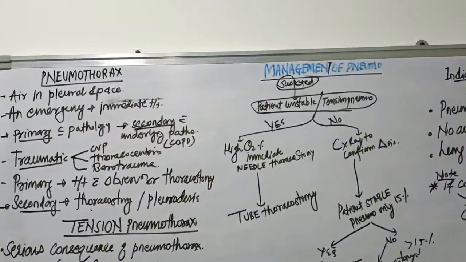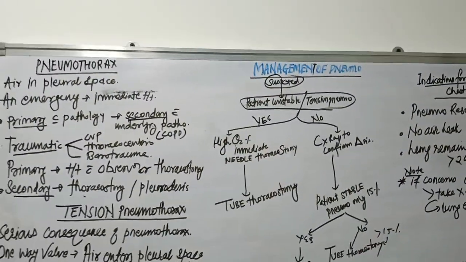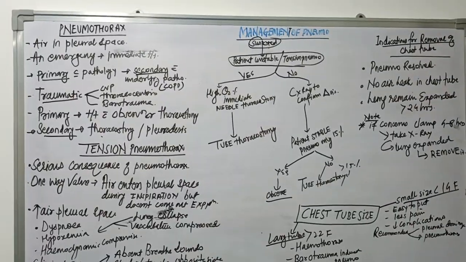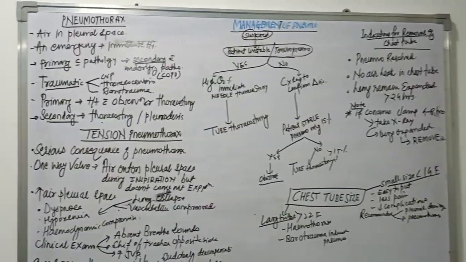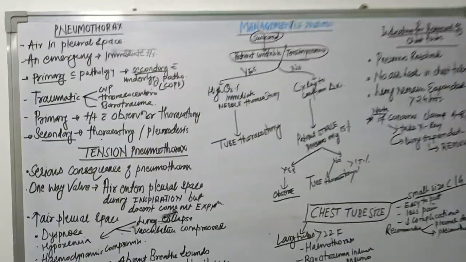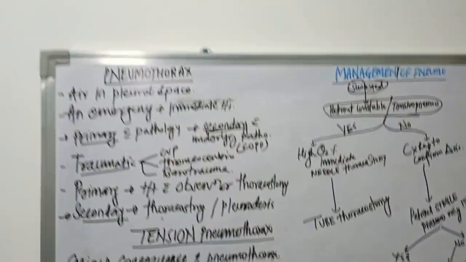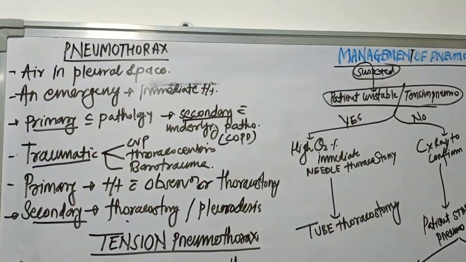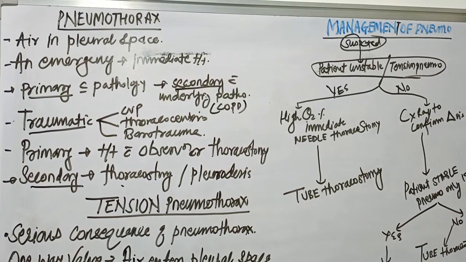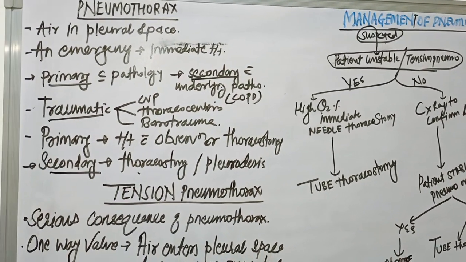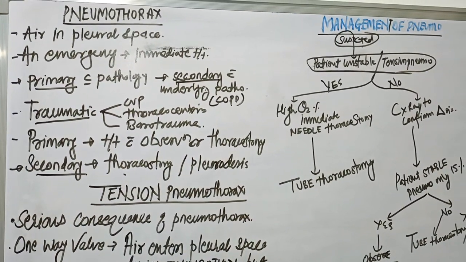So today we will see pneumothorax in a nutshell. Pneumothorax is nothing but air in the pleural space. It is an emergency. It should be treated immediately. It could be primary or it could be secondary.